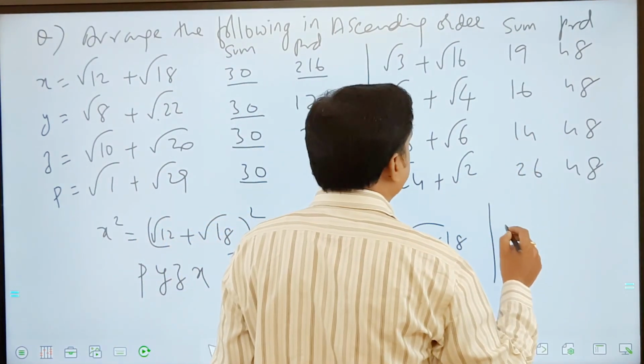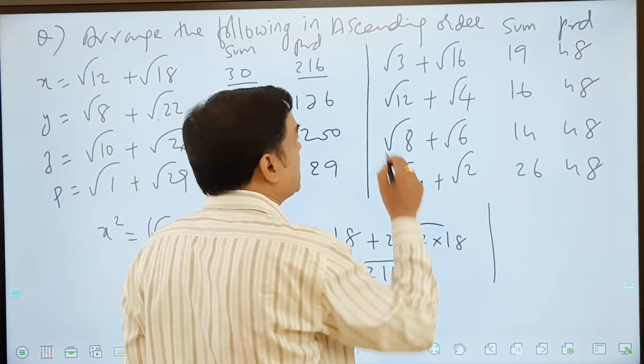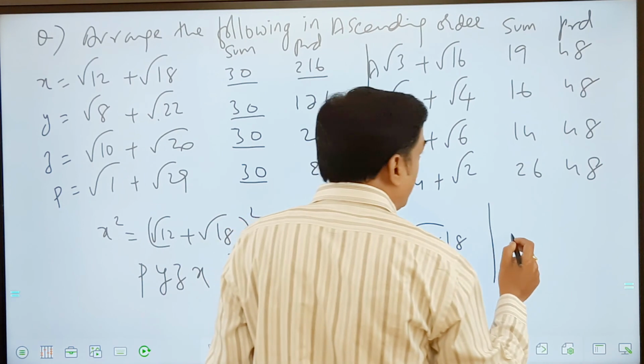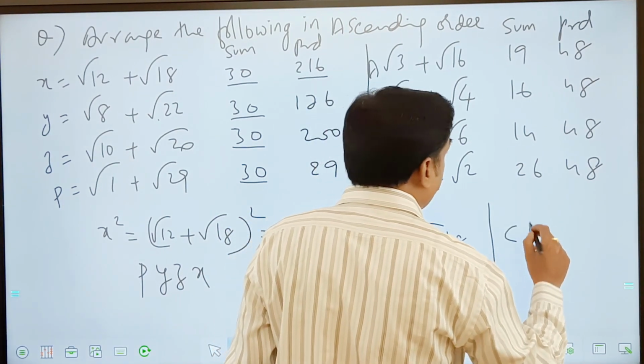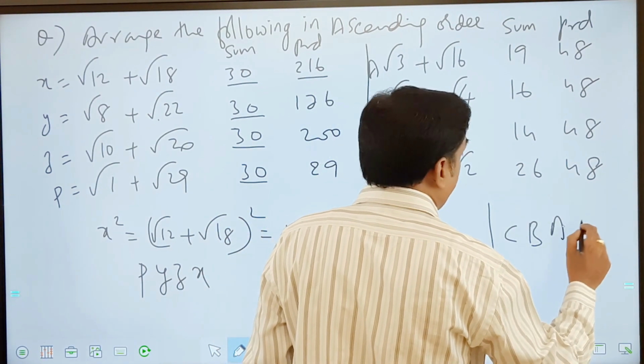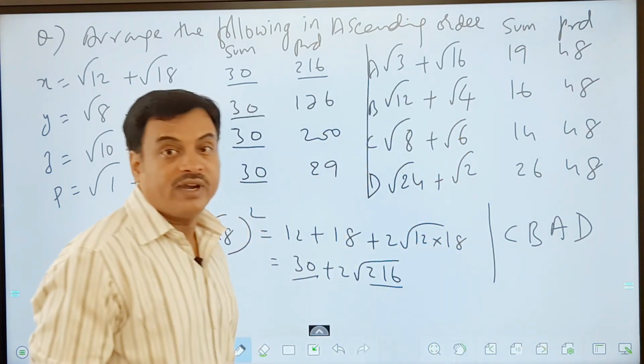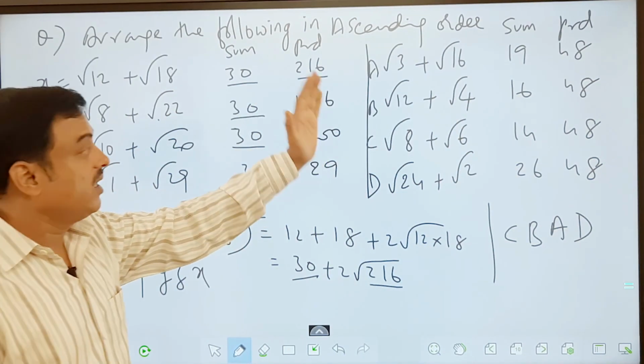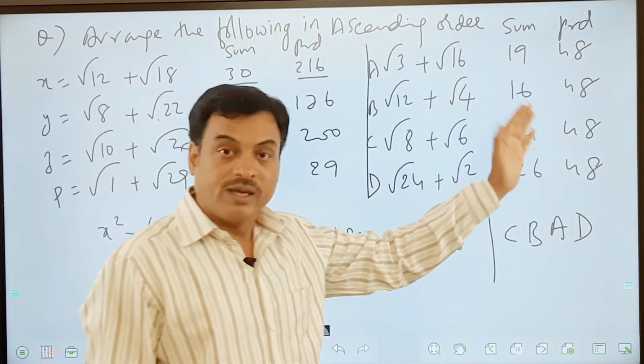Suppose this is again A, B, C, D for example. Then my order will be C, followed by B, followed by A, and finally D, in ascending order. So if the sum is the same, arrange according to product. If the product is the same, arrange according to sum.